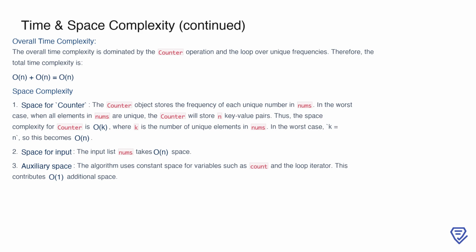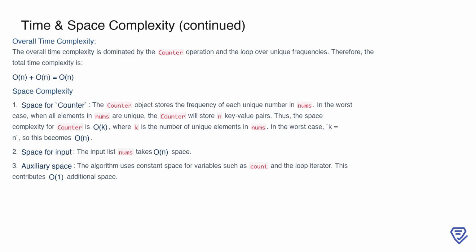Moving on to space complexity, the primary contributor is the counter object. This data structure stores a key-value pair for each unique number in nums. In the worst case, when all elements in nums are unique, the counter will store n key-value pairs, giving it a space complexity of O(k), where k is the number of unique elements. Again, in the worst case, k equals n, so the space complexity here is O(n).